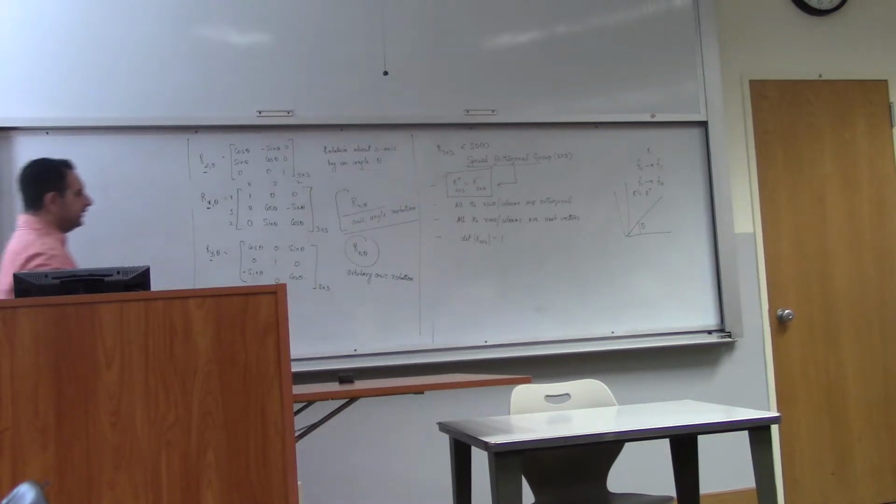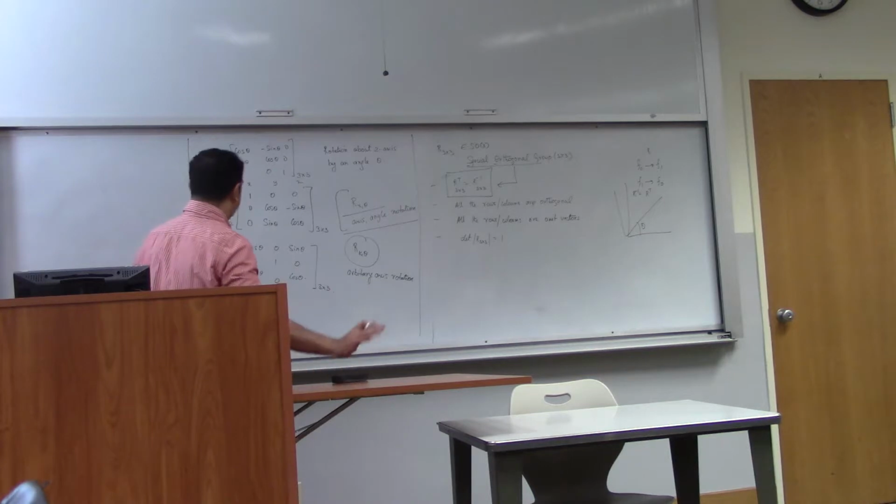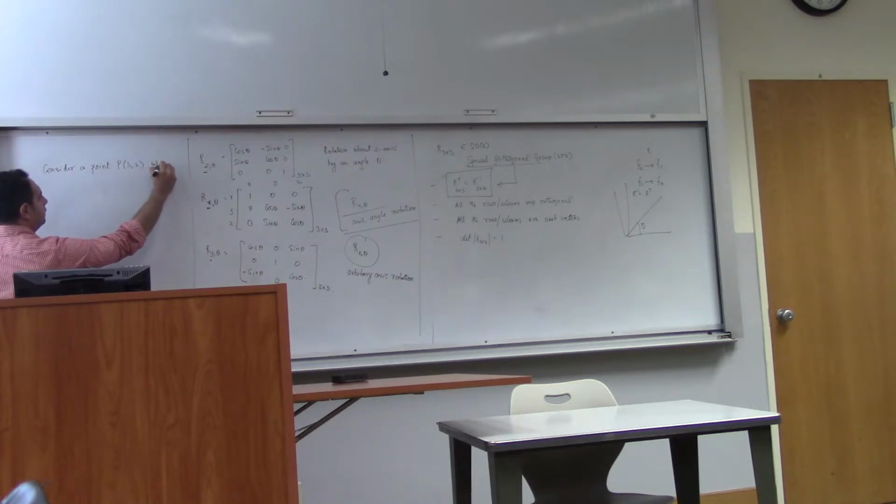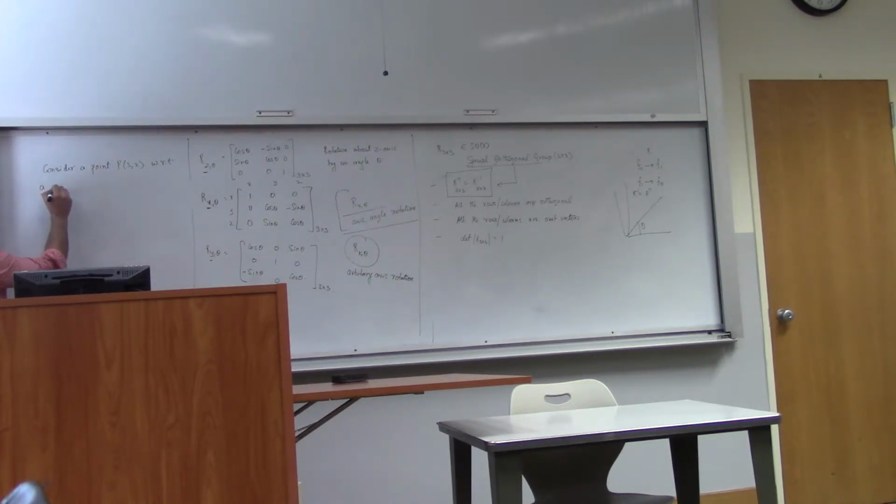Okay, let's take an example of consecutive rotations. Now it's easy for you to understand here. For example, let's say that I have a point, consider a point P (3, 2) with respect to a frame F0. Now the frame is rotated about the z-axis by an angle of, let's say, 60 degrees. Find the new coordinates of the point.